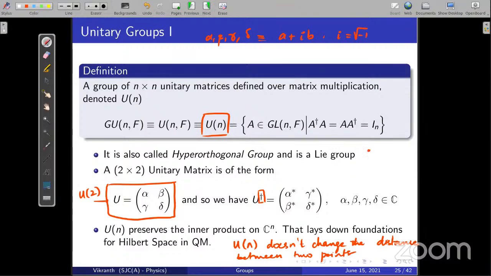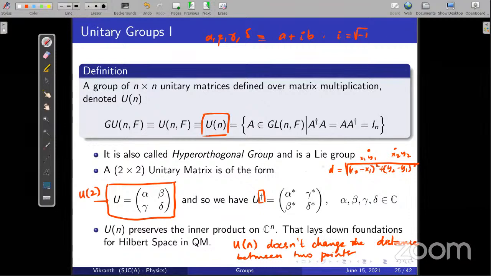If you have 2 points (x1, y1) and (x2, y2), the distance, which we call d, is the square root of (x2 minus x1) the whole square plus (y2 minus y1) the whole square. When you try to generalize this, you can express it in the form of an inner product. And what the unitary group does, or what the Hilbert space by extension does, is make sure that this d remains the same no matter what you do.